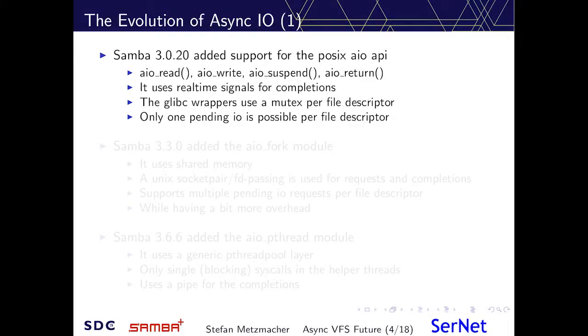Then with Samba 3.0.20, we added support for the POSIX AIO API, where you have aio_read, aio_write, aio_suspend, aio_return, and so on. But that API is really complex to use. It uses real-time signals for the completions, and even the glibc wrapper had a mutex per file descriptor, so you can't really have multiple pending I/O requests per file descriptor, which makes it completely useless for Samba.